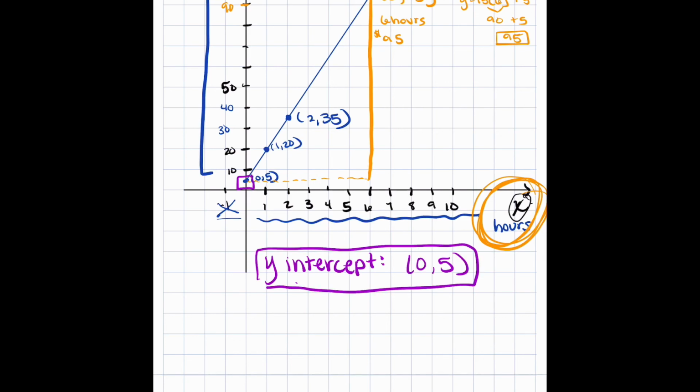And I would say that the end behavior of this graph, which basically asks is it decreasing or increasing, is going to be increasing. And that makes sense with this problem because if she makes 15 an hour and she doesn't spend anything, her value is going to keep going up and up and up.